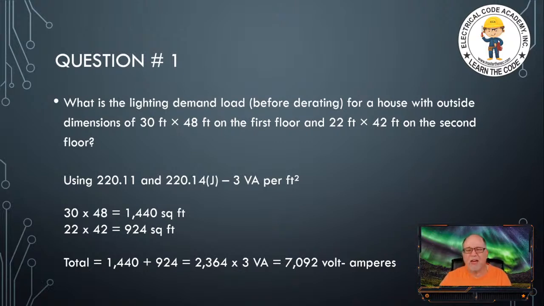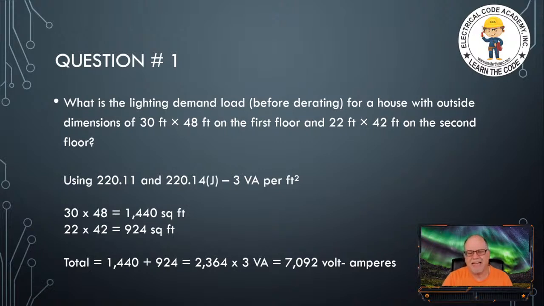But before we glance at the code book and verify that, because again, you want to make sure you verify it, let's go on and get those square footage values while we're here. So 30 by 48 is 1,440 square feet. 22 by 42 is 924 square feet. Add the two together because it is 2 floors, by the way. That would be 1,440 plus 924, that is 2,364, times 3. We're going to verify that.